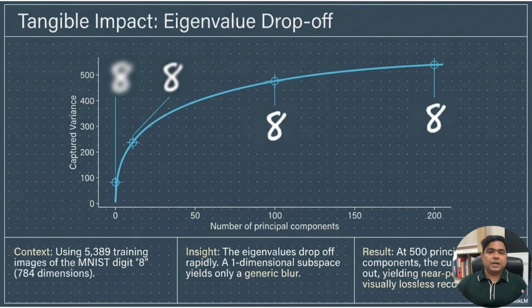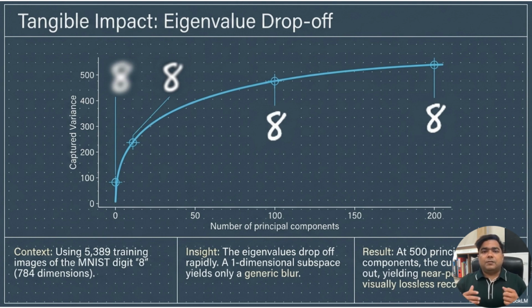This slide shows why PCA is practically useful. Here, the example is based on handwritten digit images, especially the digit 8. Each image has 784 dimensions. This happens because a 28 by 28 pixel image has 784 pixels. If we use all 784 dimensions, the image can be represented fully, but PCA shows that we may not need all of them. On the graph, the horizontal axis represents the number of principal components. The vertical axis represents captured variance.